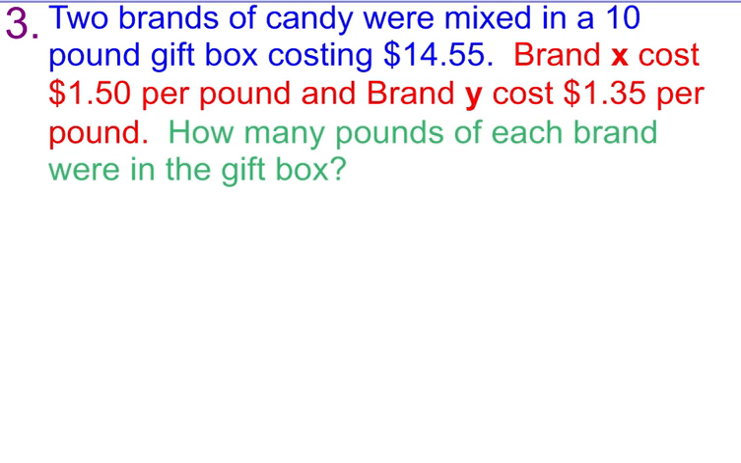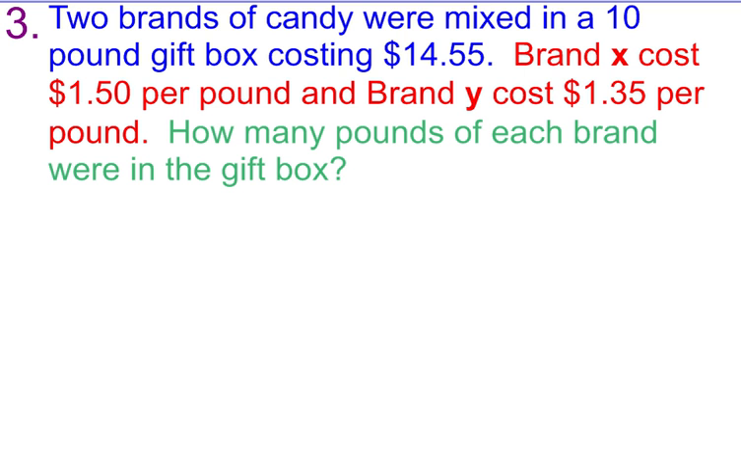In this lesson, we are going to do what we call the candy problem. So it starts as 2 brands of candy were mixed in a 10-pound gift box costing $14.55. Brand X cost $1.50 per pound, and brand Y cost $1.35 per pound. How many pounds of each brand were in the gift box?